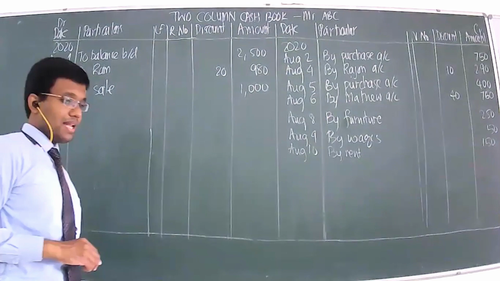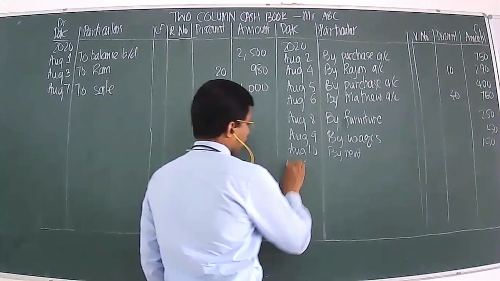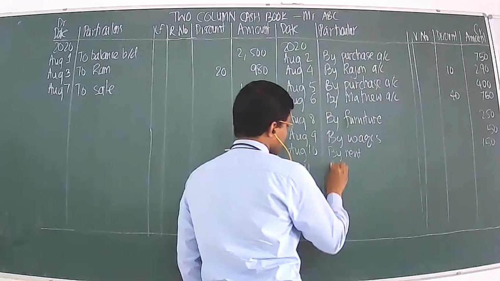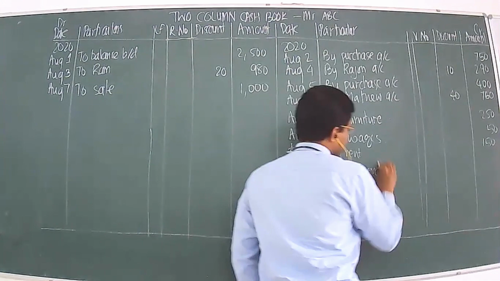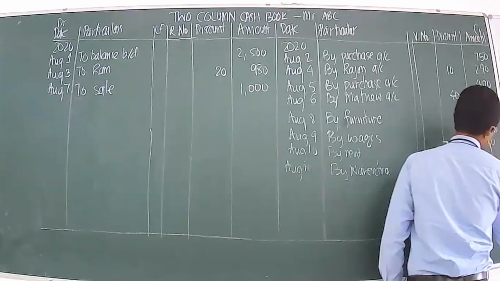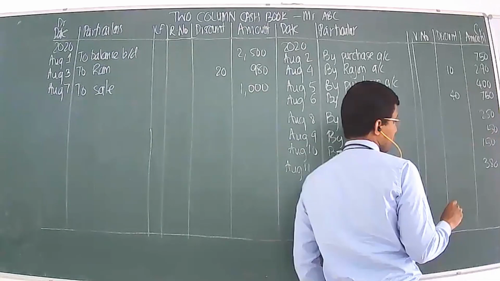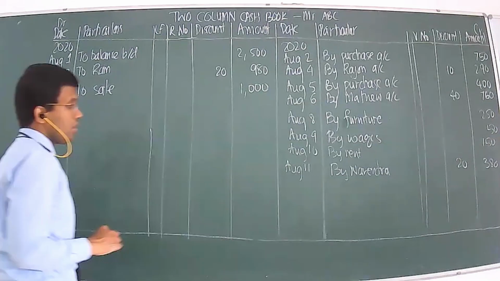August 11th, paid Narendra and received a discount of rupees 20. So August 11th, by Narendra. Okay, and how much are you paying? You're paying 380 rupees. You also have to account for discount, so you have to include the discount amount as well.